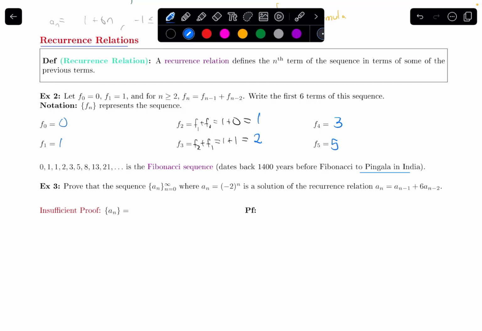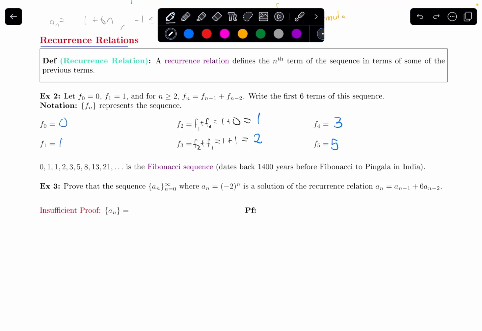All right, so let's do an example. I want to prove that the sequence a(n), and this notation means I first start off by plugging 0 in. That's the first value I plug in for n. And the infinity means there are infinitely many terms in the sequence. So I want to prove that the formula a(n) equals (-2) to the n power is a solution of this recurrence relation. Okay, so what does that mean?